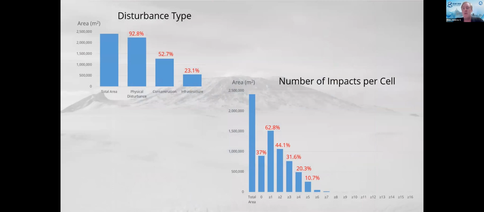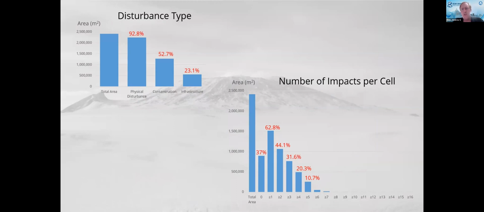And if we put it all together in my remaining minute or so, the total study area is a little bit less than 2.5 million square meters. 92% of that we believe was physically impacted in one way, shape, or form. About 53% had some level of contamination, and 23% had some infrastructure. If you look at the map on the lower right, 37% of the area had no impacts, but 62% had one or more impacts in each particular cell, and you can see how it drops off. By the time you get to 5 impacts, there's only about 10% of the landscape.